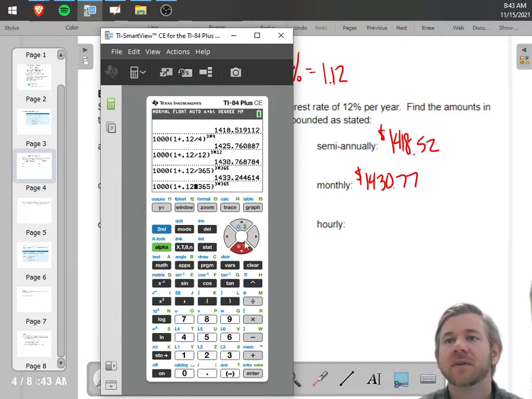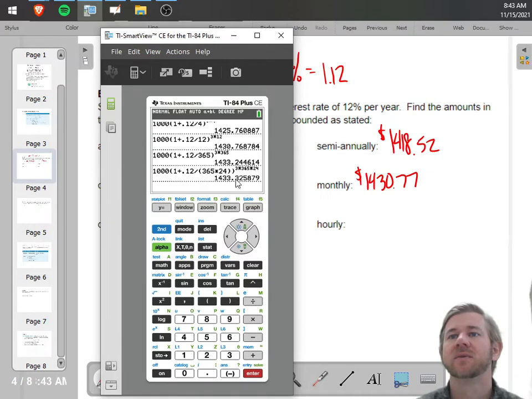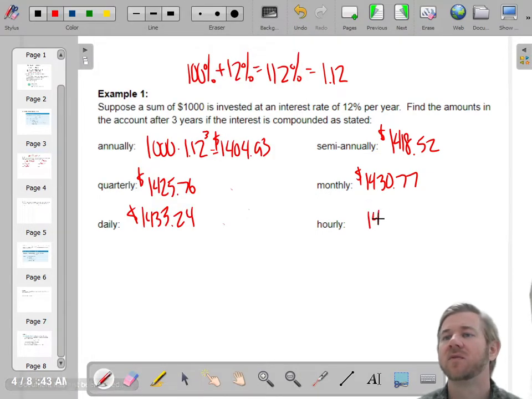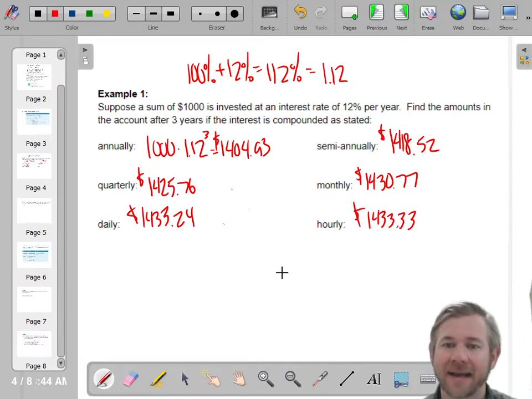So I want to insert parentheses, 365, and I'm going to say there's 365 days in a year, and there's 24 hours in a day. So if I put parentheses there, it'll calculate that for me, and then I can also do it up here, 365 times 24. And that gets me 1,433.33. 1433. So notice, going up to hourly only added, what, 9 cents?